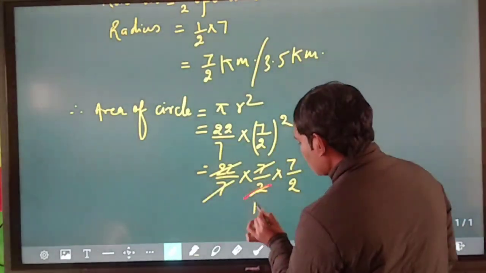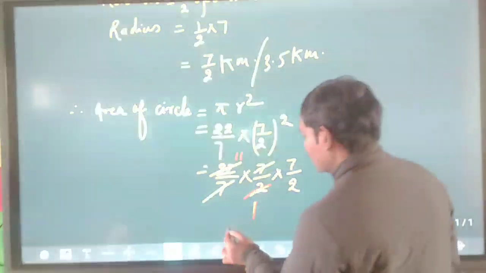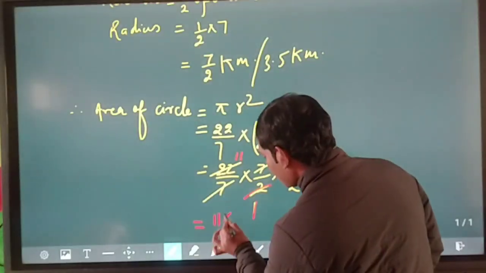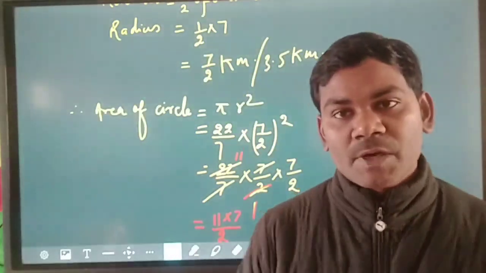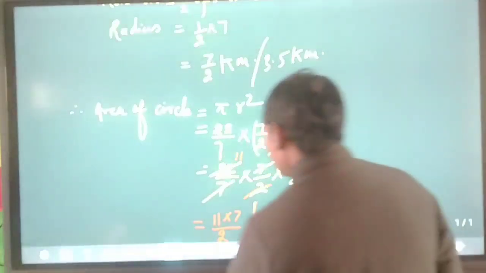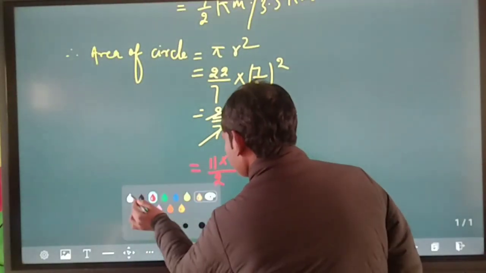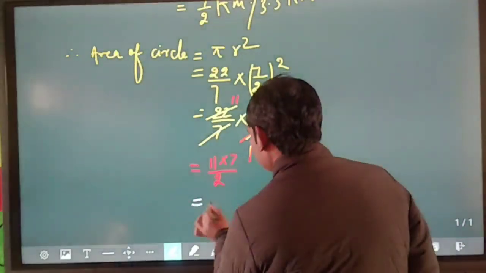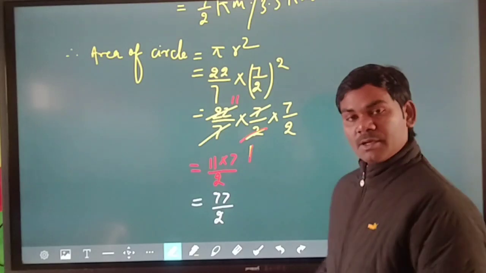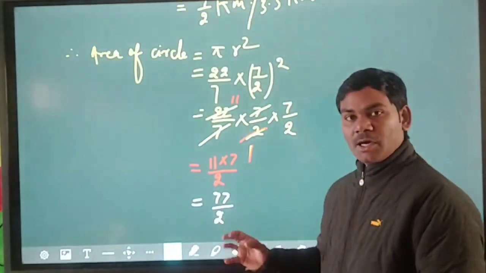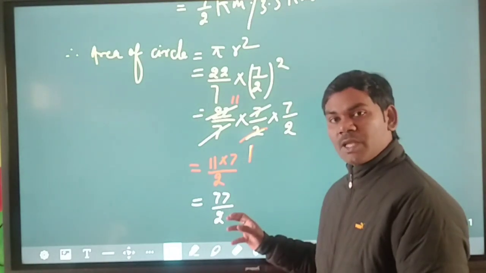2 1 ja 2 and 11 2 ja 22, and here we get 11 into 7 upon 2. We have 11 into 7 upon 2, and when we solve it, we get 77 by 2. Now here I want to show you a trick through which we can find the whole value without using actual division.